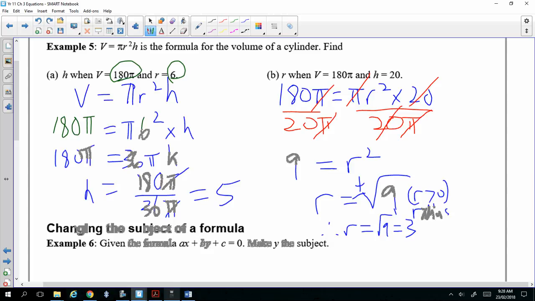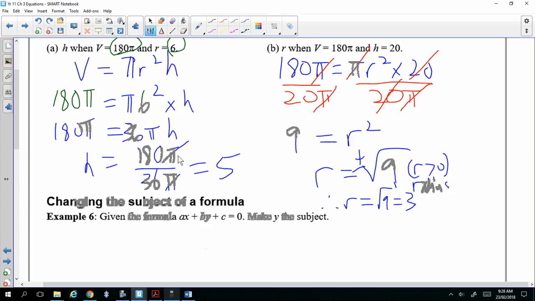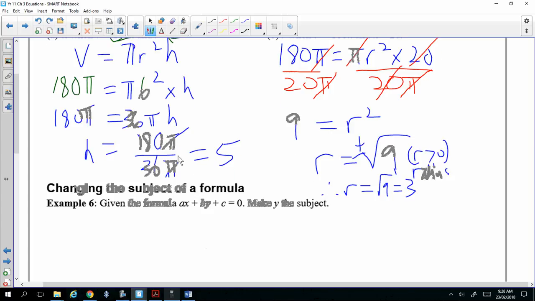After we do this, we'll look at another aspect of formula. We need to know how to change the subject of a formula. Okay, how do I get the subject of a formula? So for this question, we're going to make y the subject. Okay, how do I get y the subject?